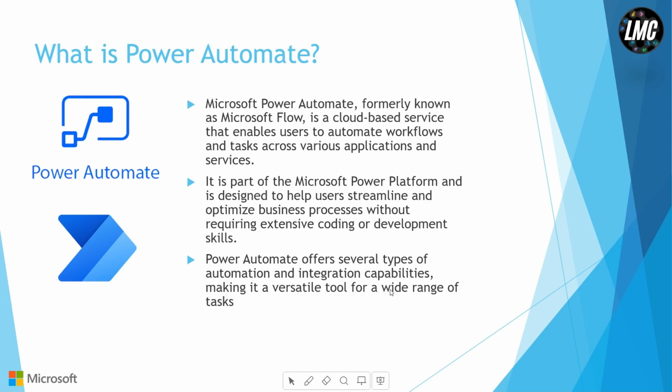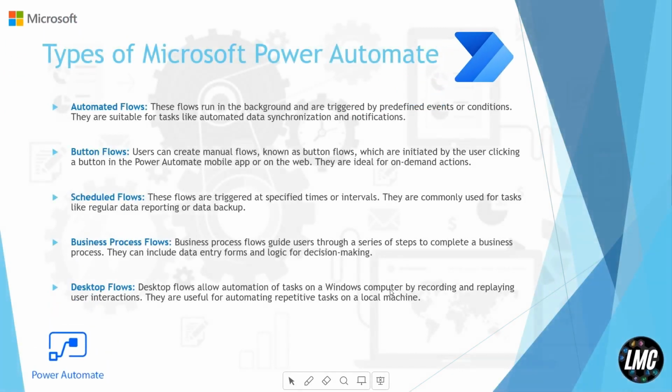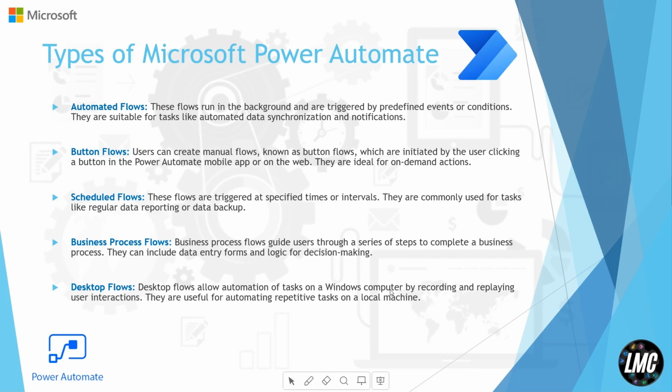Now in the next slide we will see business process flows. Here you see the types of flows present in Microsoft Power Automate. We have automated flows and button flows. Button flows are also known as manual flows, so don't get confused there. Now we have scheduled flows, business process flows, and desktop flows. As I discussed earlier, desktop flow is related to Power Automate desktop.